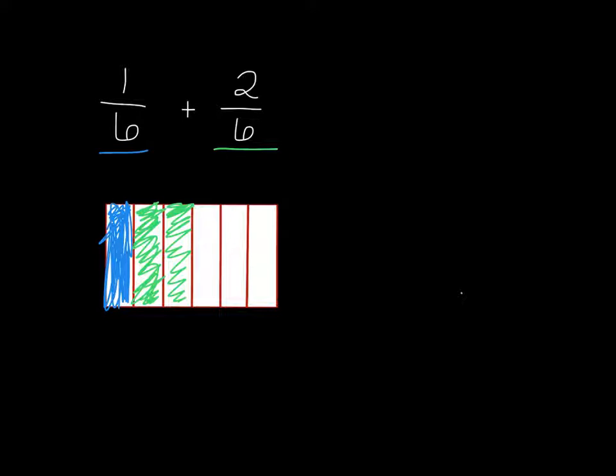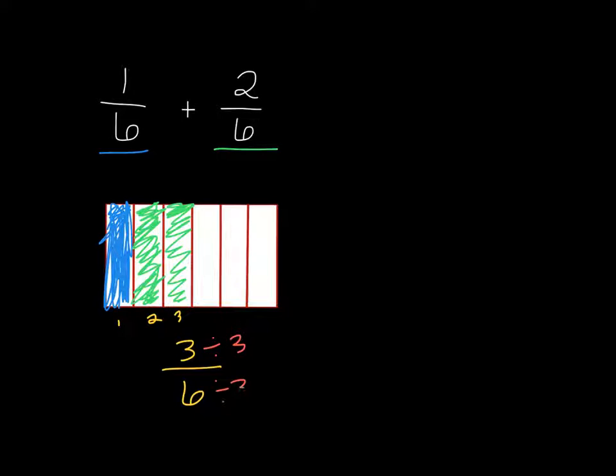And when I put that together, you can see we have 1, 2, 3 of them shaded. So 1 over 6 plus 2 out of 6 is 3 out of 6. Step, because 3 and 6 have a common factor of 3. So we can divide that by 3, divide that by 3.